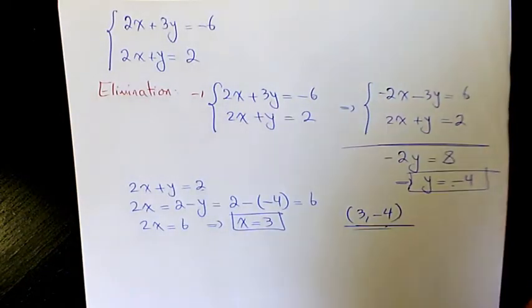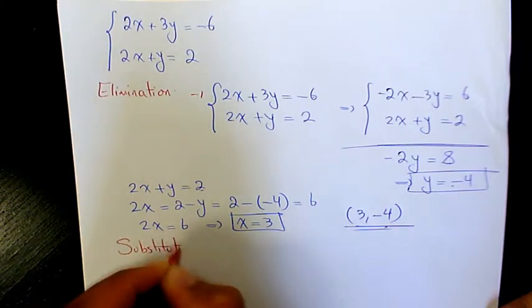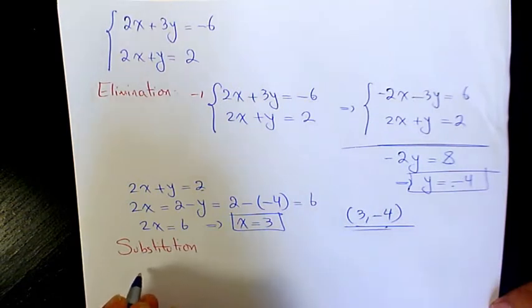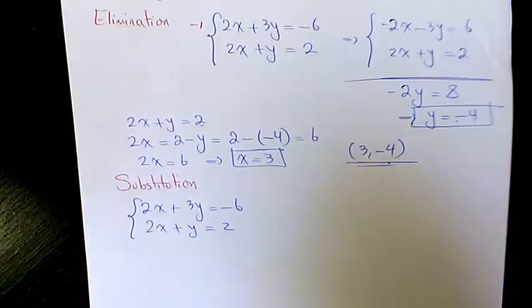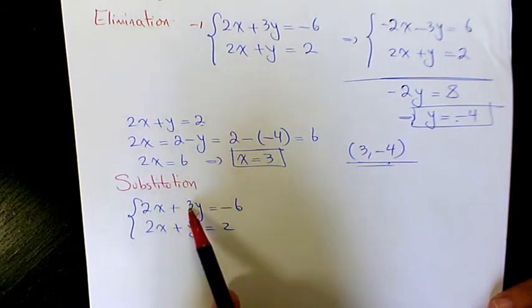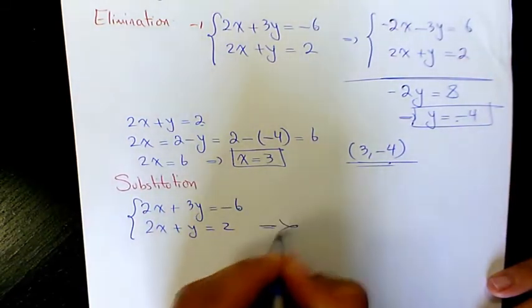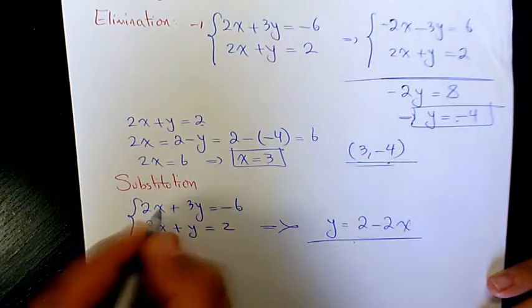Now let's use substitution method. Let me write the two equations again. Coefficient here is 2, 3, 2, 1. So I need to use the second equation and isolate y. So y will be 2 minus 2x. Then you sub it in the first one.